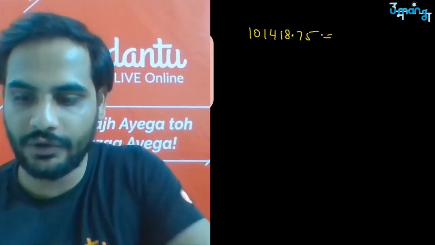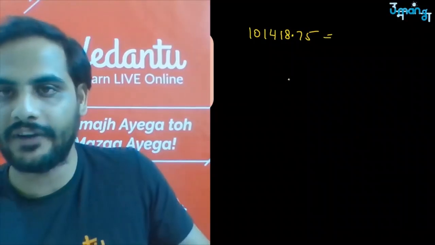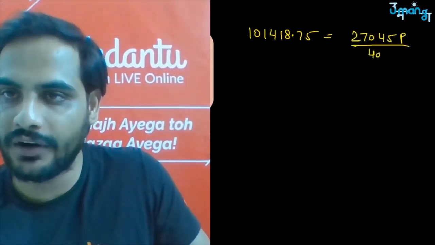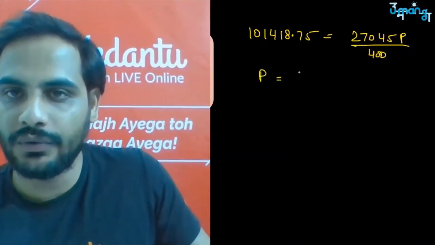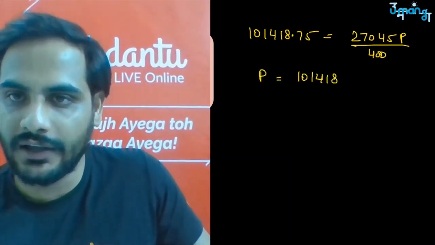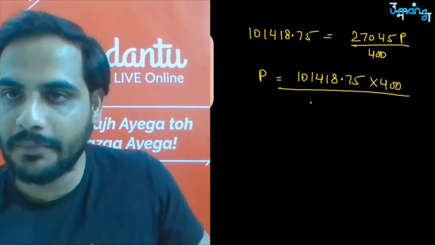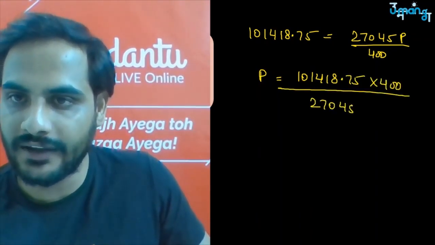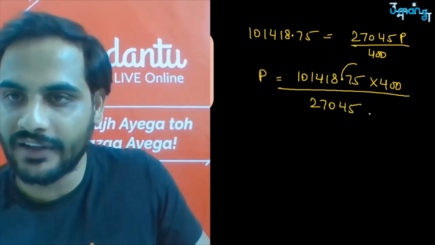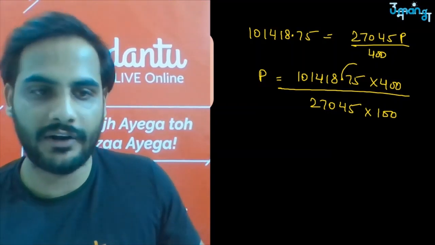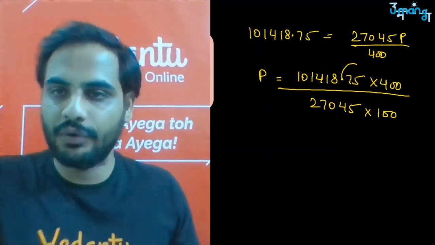Correct? So at the end I can say 101418.75 is equal to 27045P divided by 400. So P will be equal to 101418.75 into 400 divided by 27045. Now remove the decimal. If you remove the decimal, it will become into 100. Okay, so I have removed the decimal.